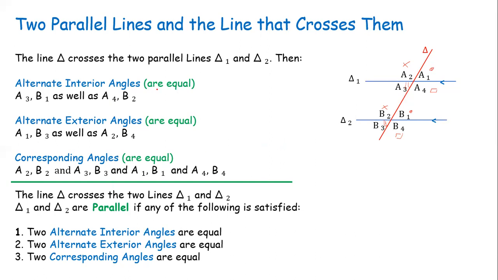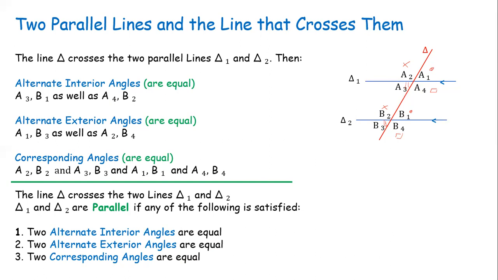And the last case, by which we can conclude that delta 1 and delta 2 are parallel to each other, is if we could find two corresponding angles to be equal. For example, if we could prove that A1 and B1, which are two corresponding angles, are equal, or A4 and B4, or A2 and B2, or A3 and B3.